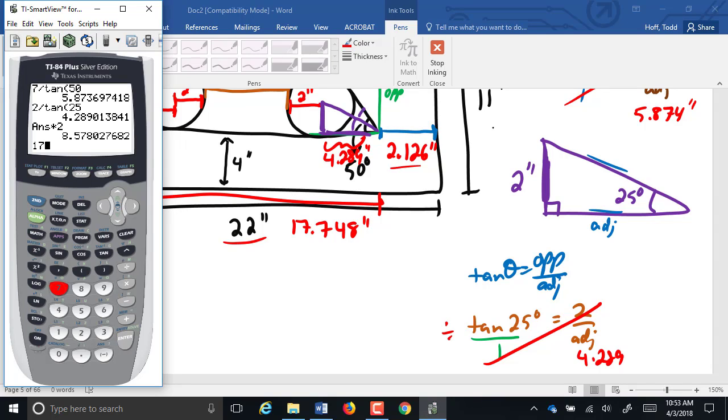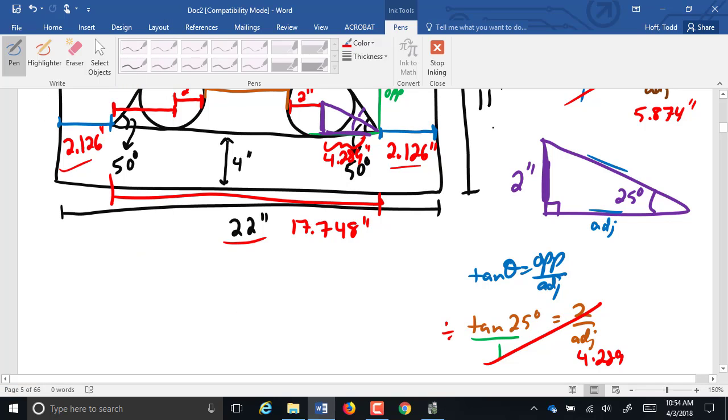So now we're going to take the 17.748. We're going to subtract the 4.289 twice. We're going to subtract the 2 inches twice. The difference is 5.1699, or 5.17 inches, is the distance between those. What do you guys think? Is that doable? Yes. You look a little confused, Dylan.